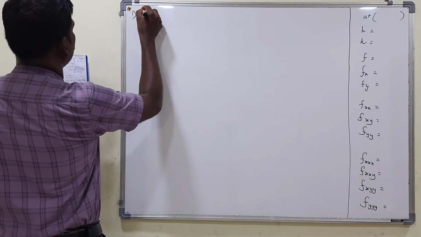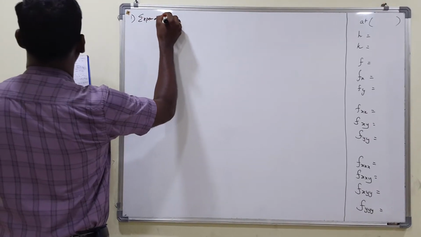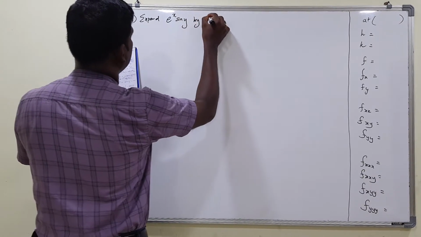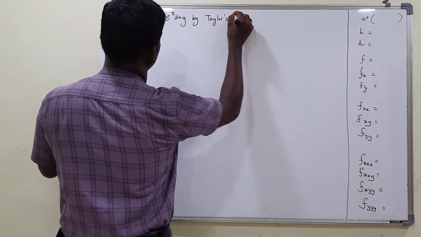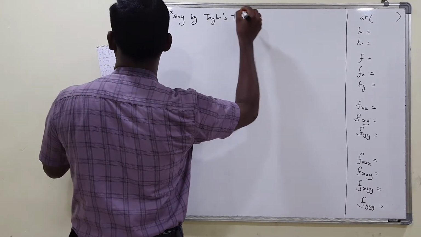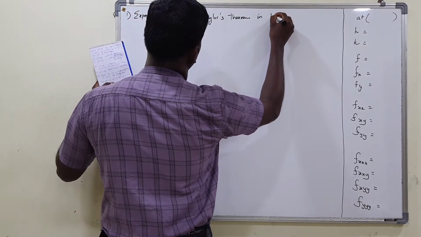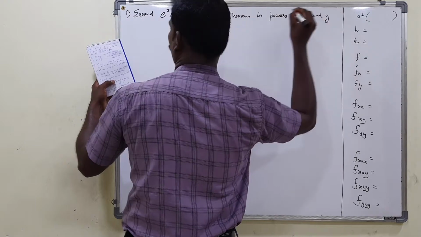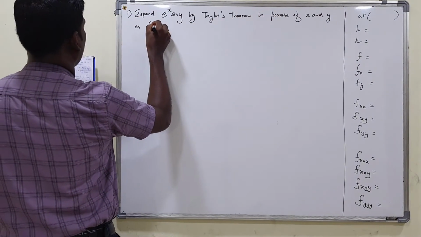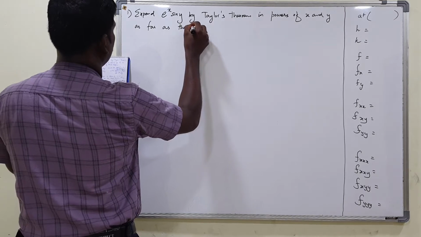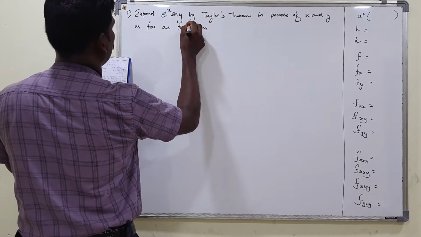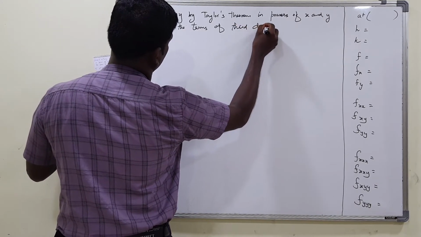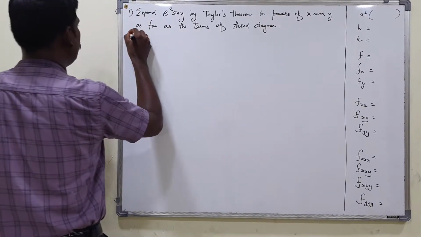The first problem. Expand e power x sin y by Taylor's theorem in powers of x and y as far as the terms of third degree.